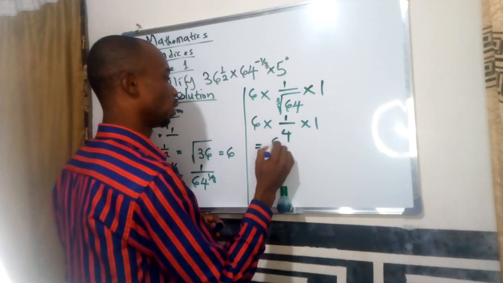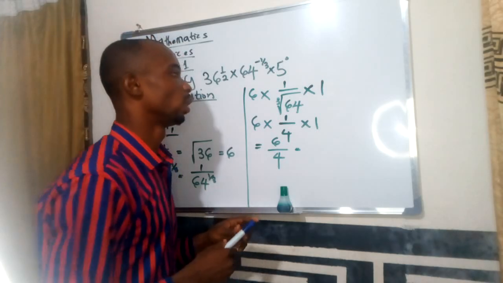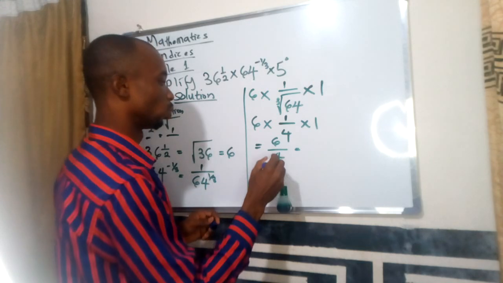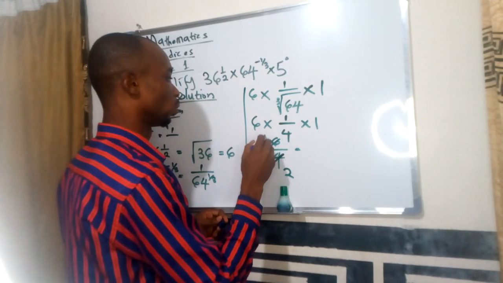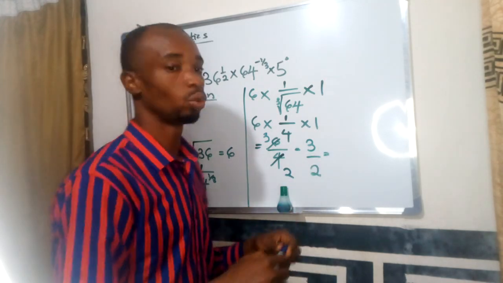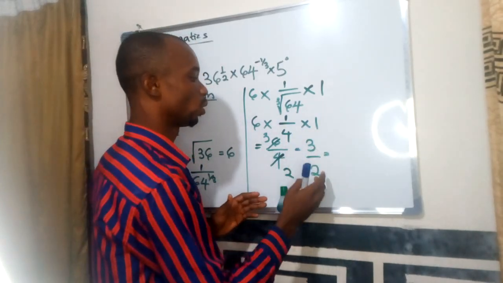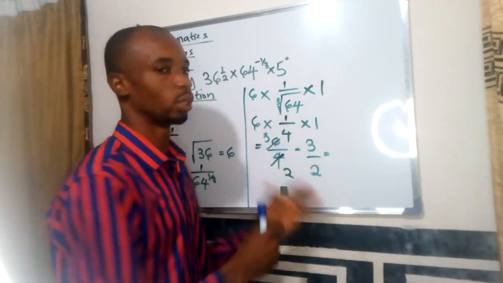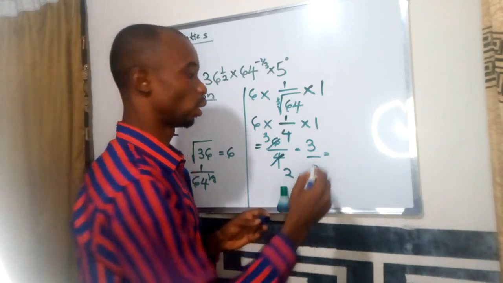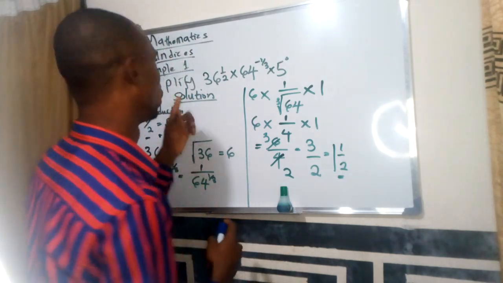So we have 6 over 4. And of course, there is a number that can go into 6 and 4 without a remainder, and that is 2. So 2 into 6 is 3, and 2 into 4 is 2. So we have 3 over 2. Now, this 3 over 2 is an improper fraction because the numerator is bigger than the denominator. So we change it to a mixed fraction, which is 1 whole number 1 over 2. So that is the answer to this problem.